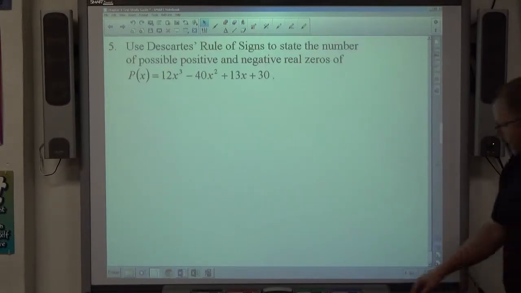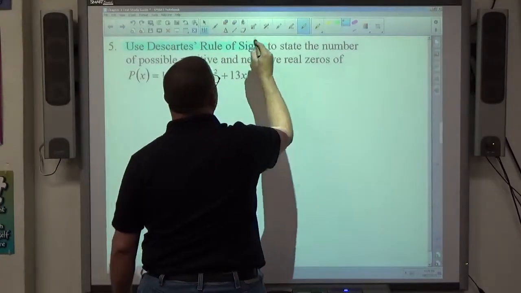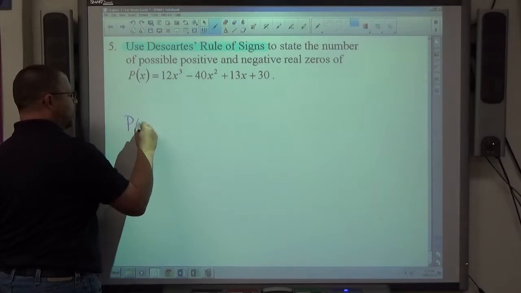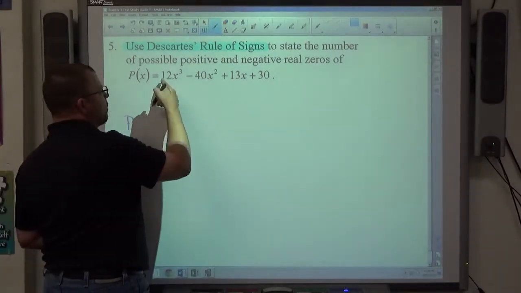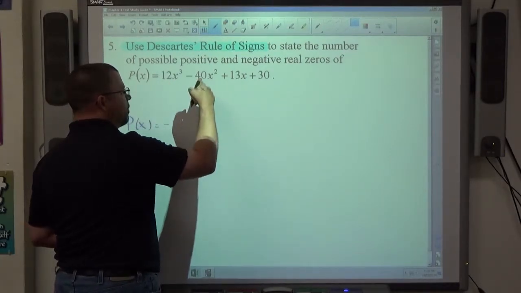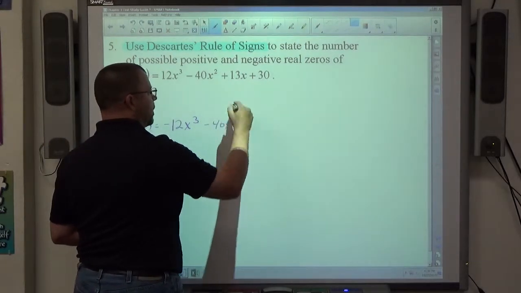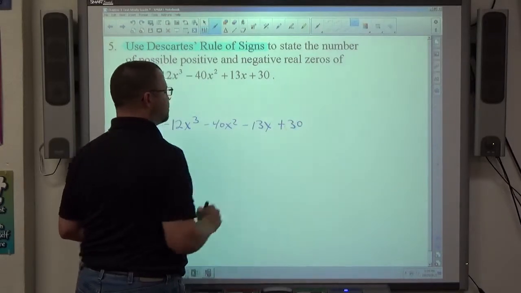Number 5, use Descartes' rule of signs. As soon as I see these words, use Descartes' rule of signs, I immediately want to create p of negative x. So p of x is important, p of negative x. I'm going to leave myself a little bit of space here so I can do some writing. The odd power terms change sign, so negative 12x cubed. Even power terms stay the same, so negative 40x squared. This becomes negative 13x. Odd power, even power stays positive 30.